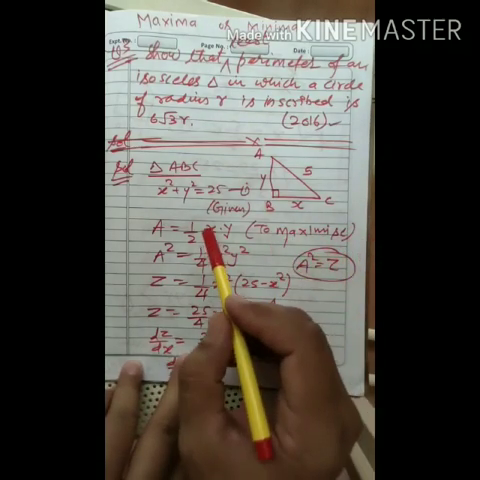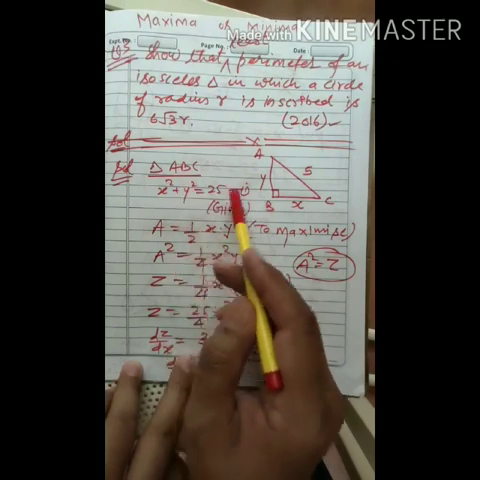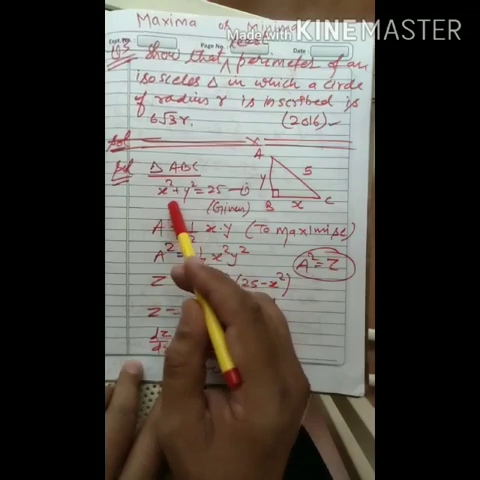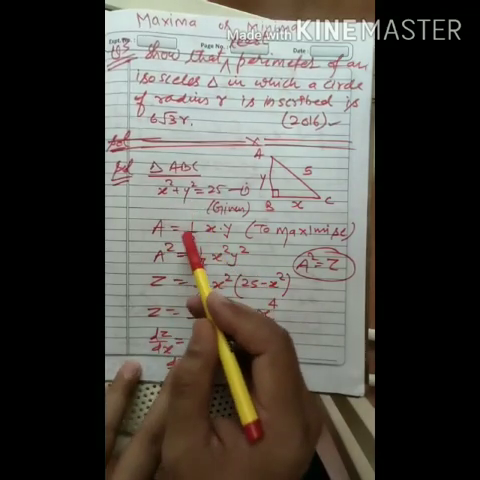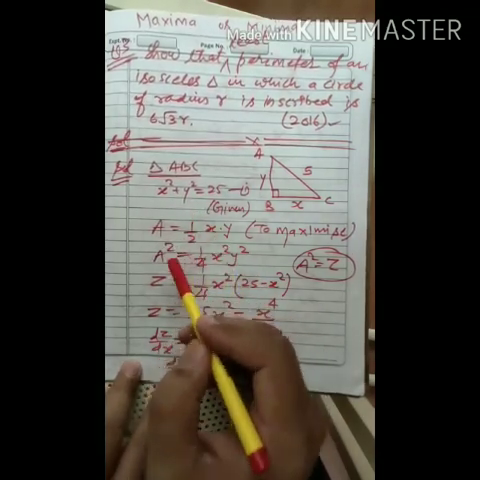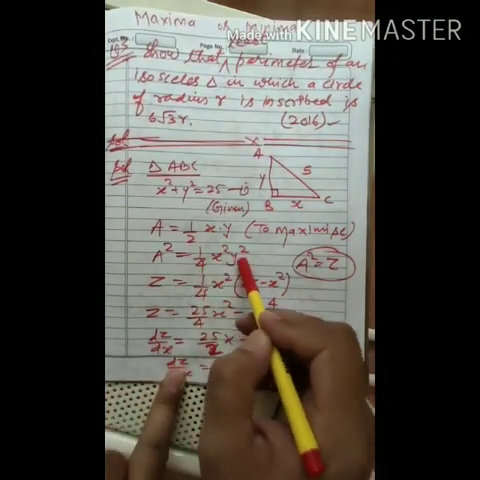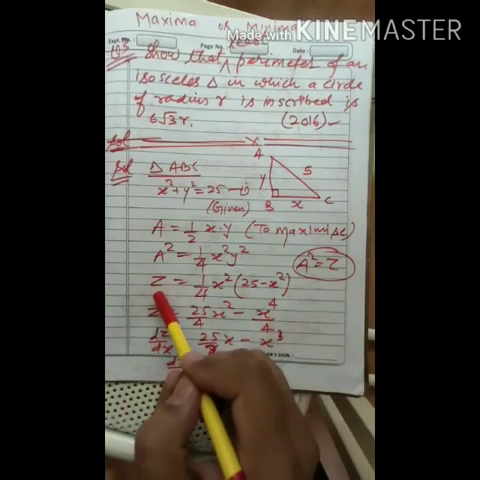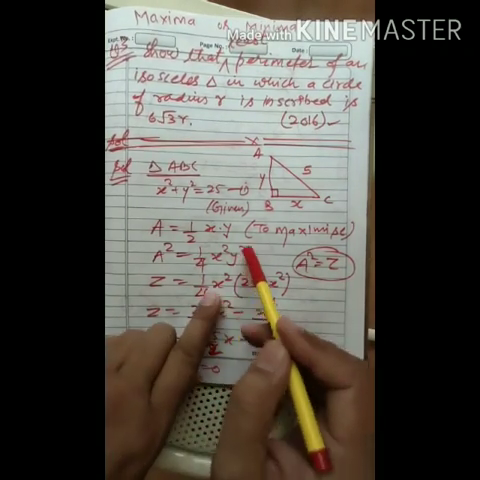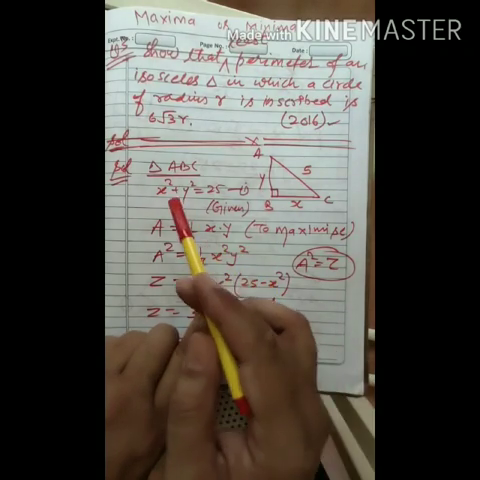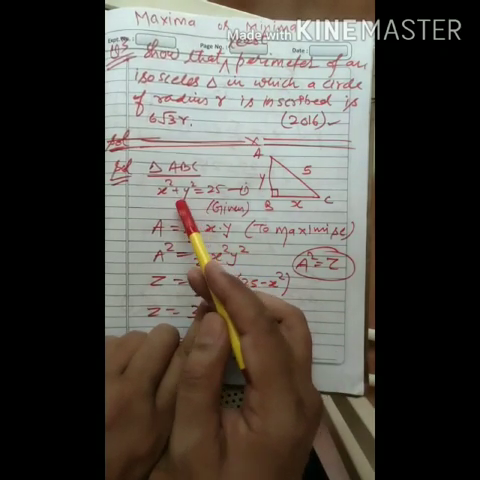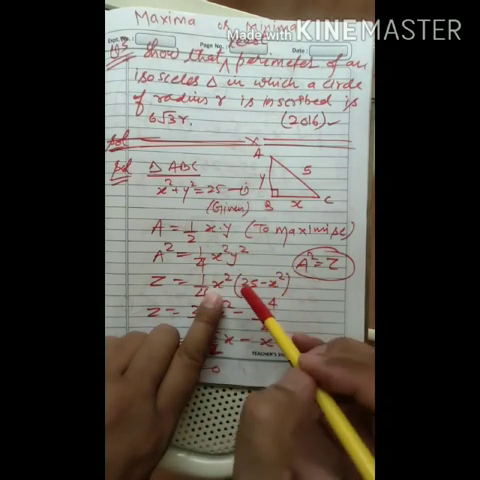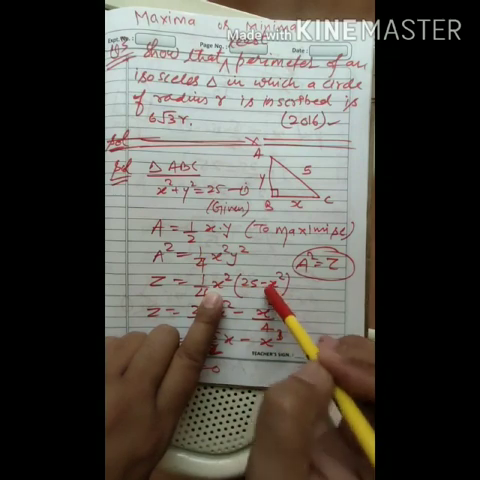Now we have to substitute a value from equation first into second. Here the values of x and y are in square position, so in this equation we square both the sides. So A square equal to 1 by 4 x square into y square. Now let us consider A square as z. So z equal to 1 by 4 x square, and replace this y square from equation first, as y square equal to 25 minus x square.